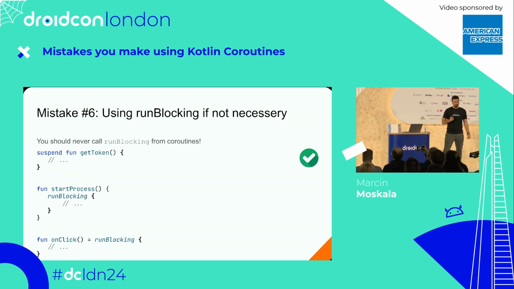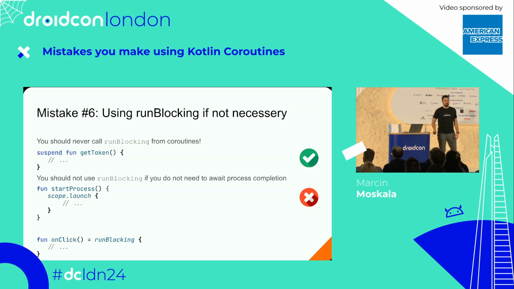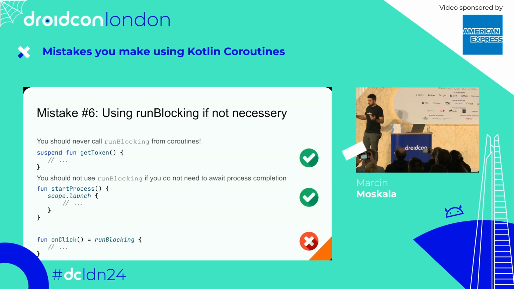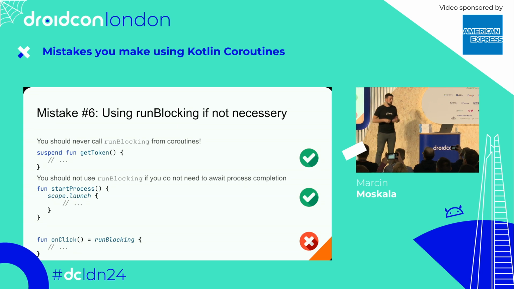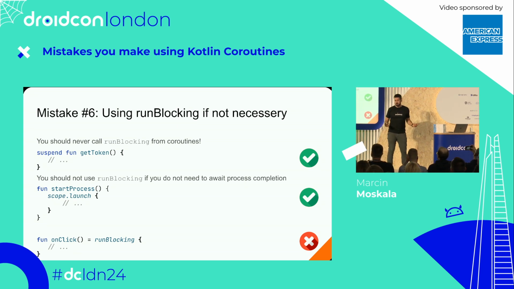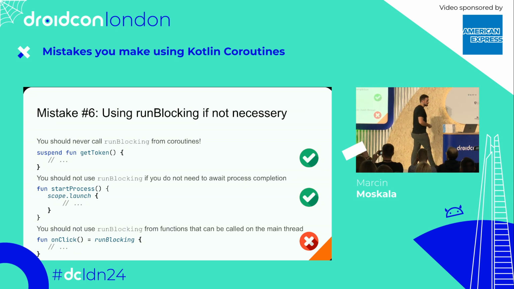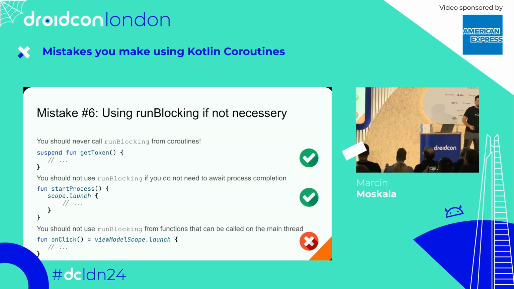You shouldn't use run blocking when you are not expecting any result. If you don't expect any result, just launch a coroutine on the scope. And you shouldn't use run blocking when this function might be started from a UI thread or a different thread that shouldn't be blocked. In such a case, we also use a view model scope or other scope, and we launch a coroutine.